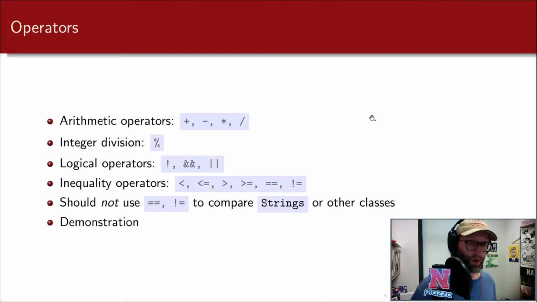You also have logical operators and inequality operators. We'll talk about this in more detail when we get on to conditionals so that we can actually use them. But the exclamation point is not, the double ampersand is and, the logical and, the two Sheffer strokes or vertical lines or pipes, whatever you want to call them, those are disjunction, that's a logical or.